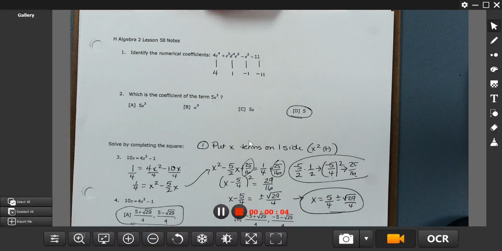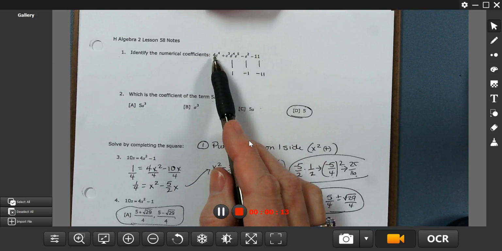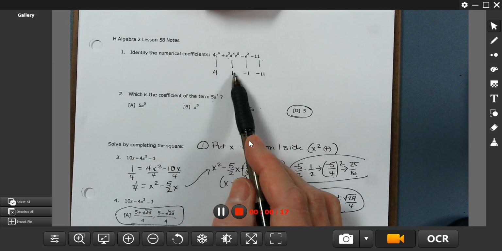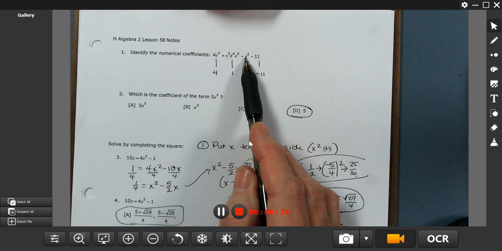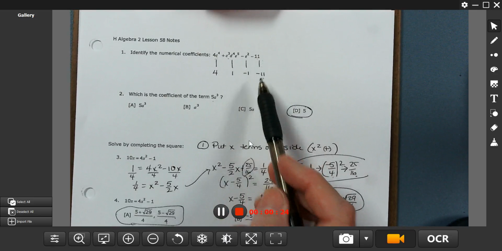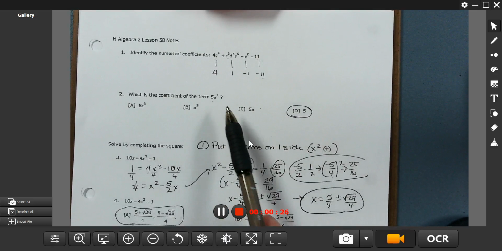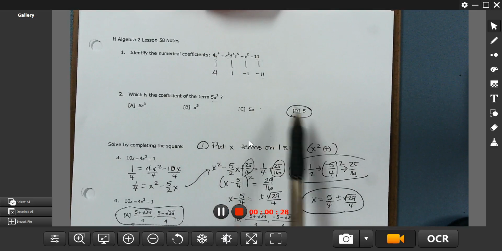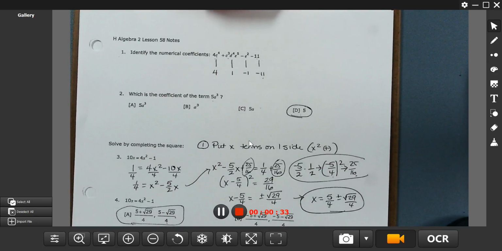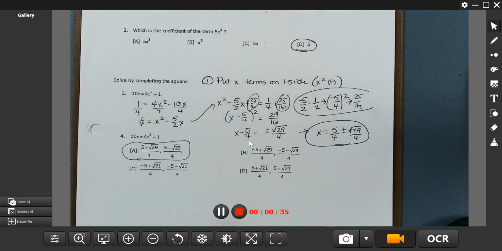Okay, lesson 58. We're going to start off by just revisiting what numerical coefficients are. They're the numbers that are in front of each term. So in this case, it's a 4. This is an understood 1. That has an understood 1 in front of it, but it's negative 1 because there's a subtraction sign. And so that would be negative 11 also. So right here, it would just be the 5. And we have to be able to identify that when we use this process of completing the square.